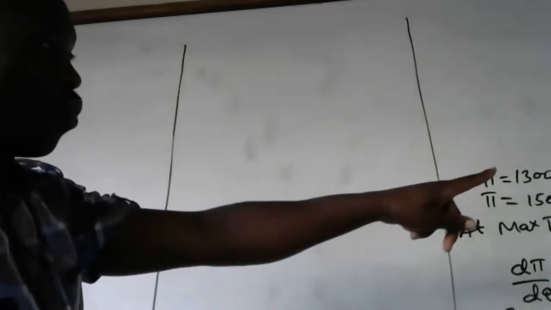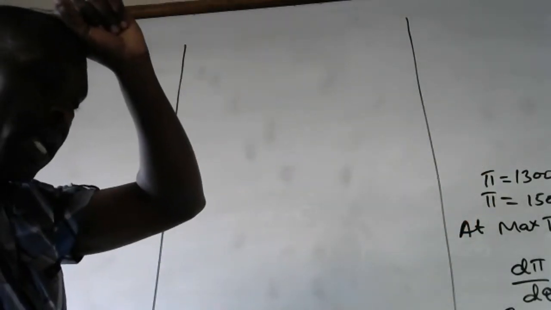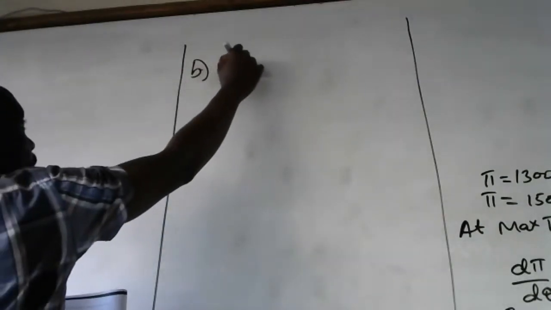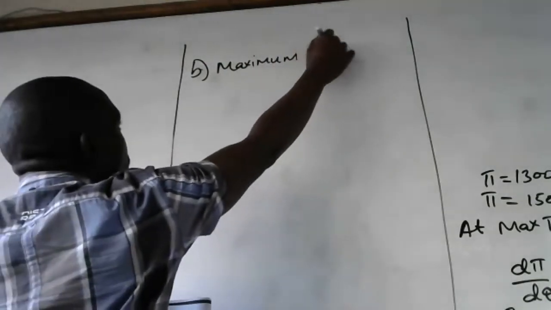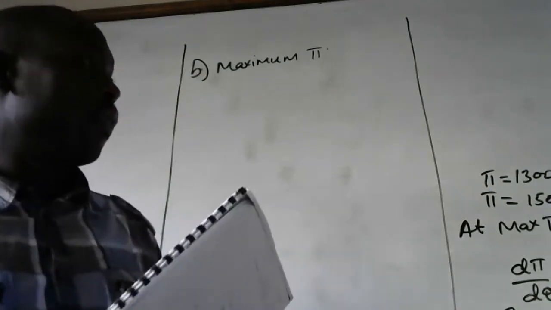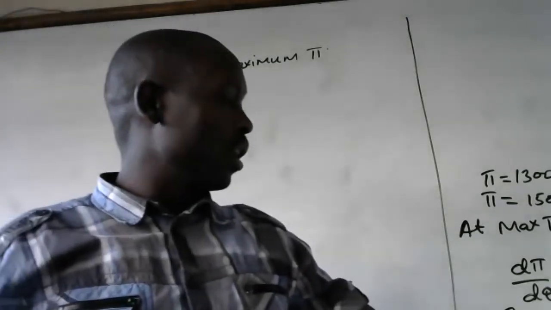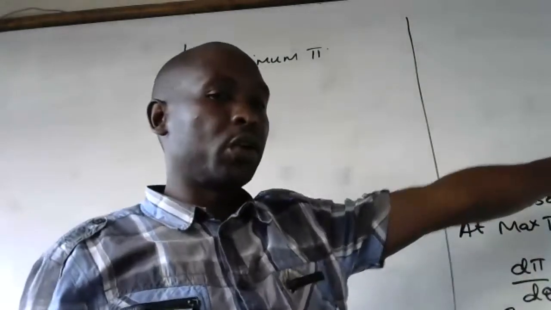That was A, the quantity that maximizes profit. B, you are told to determine the maximum profit. So this is the point you need to remember: the maximum profit is obtained by substituting the quantity that maximizes the profit into the profit function.